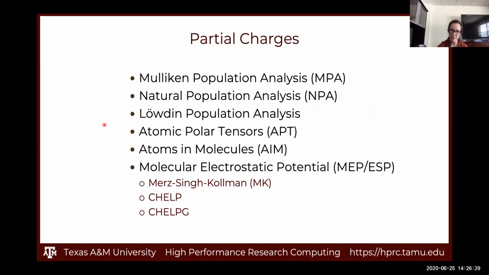So there's quite a few schemes that are available. The one that you get out of pretty much every calculation is the Mulliken population analysis. Okay, and this is a very, very simple procedure to get the partial charges. The one that is heavily used for generating partial charges for molecular mechanics calculations is the molecular electrostatic potential algorithms. Normally the Merz-Kollman or CHELPG. Okay, but we'll talk about each one of these.